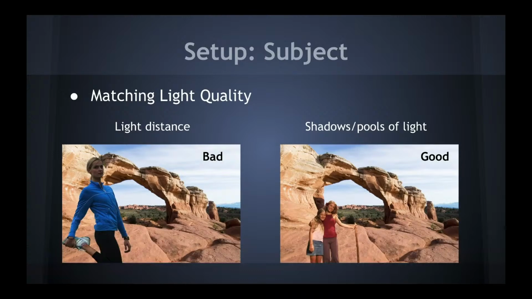So this is setting your subject up. You can see here on the good one, on the right, they're lit by light coming from the same area. The shadows are falling in the same area from the same directionality. They seem like they're in the scene. Whereas the girl on the left, although she might be in the shade of something you can't see, even then it would be a bad shot because of how much darker she is than the background.